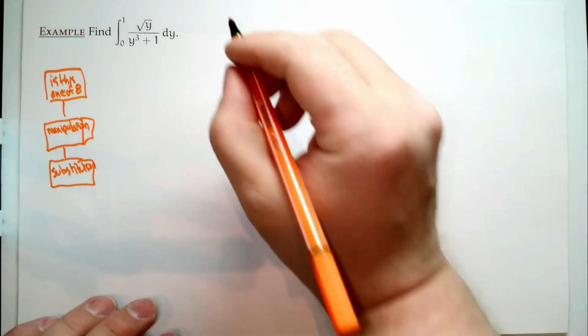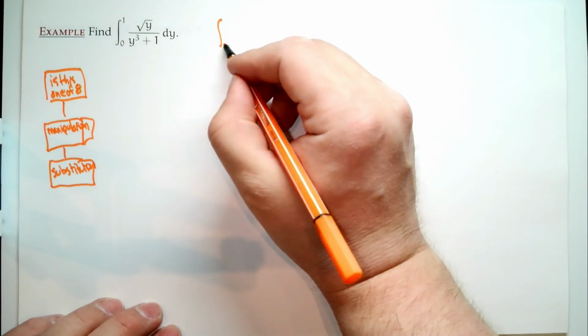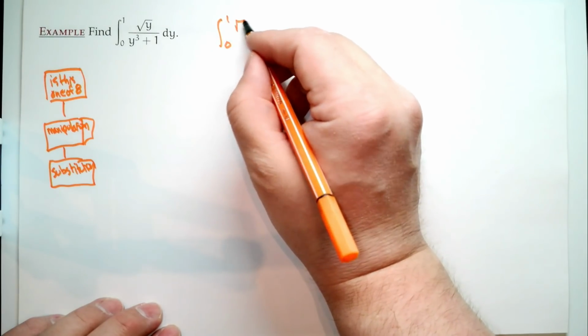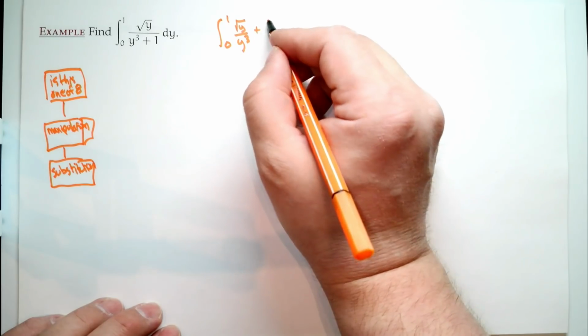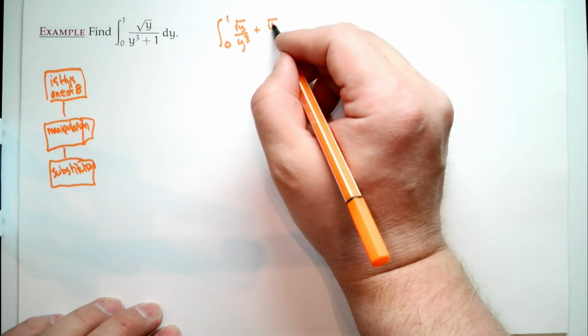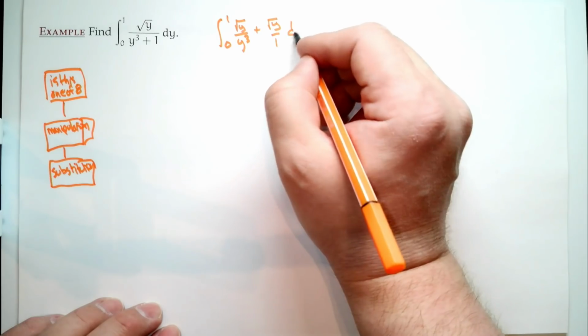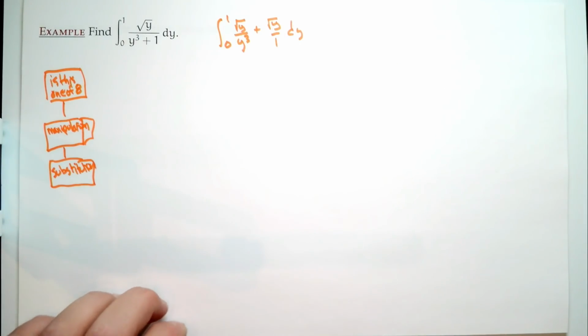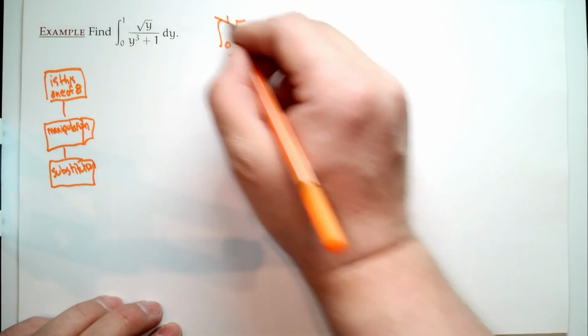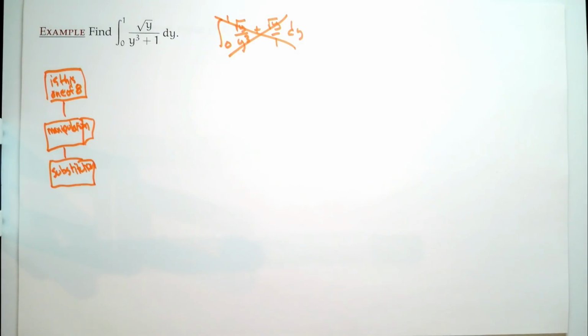For instance, I would wager good money that somebody would say, hey, I have an idea. Why don't I rewrite it and break it up as square root of y over y cubed plus square root of y over 1? Well, there's a reason why you would not do that. And the reason is, this is false. You shouldn't do that. Don't try to be creative.